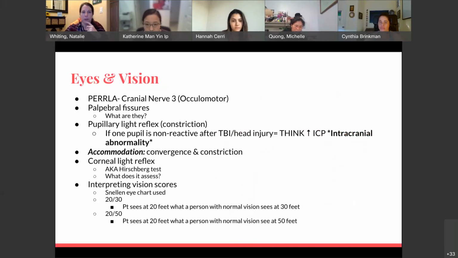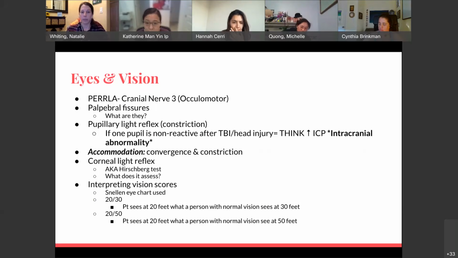Okay. So eyes and vision, PERLA, right? Pupils equal, round, react to light and accommodation. That's testing cranial nerve 3, the oculomotor nerve. What are our palpebral fissures? I hope you guys know this because you guys have been saying it. Yeah, it's like the eye slits right here, or the eye openings, I should say, and they should always be symmetrical.